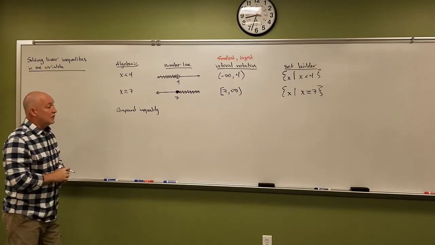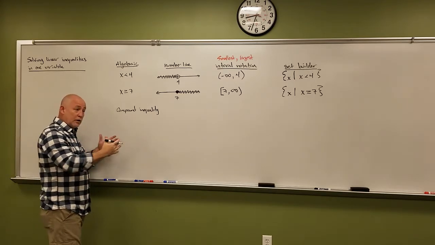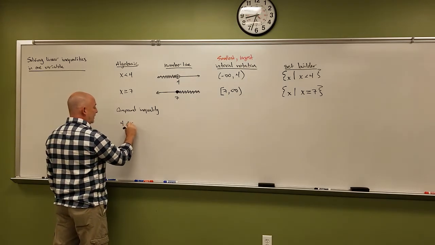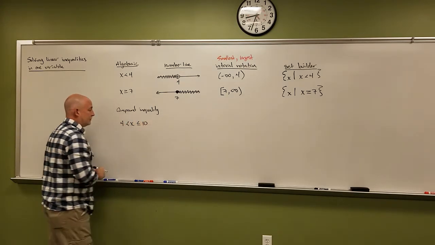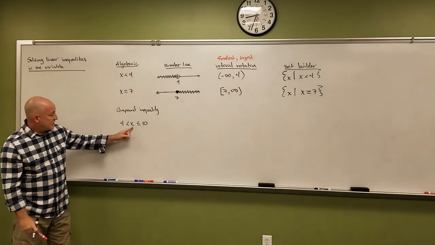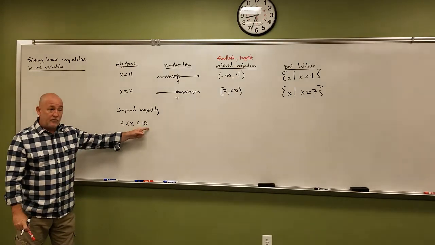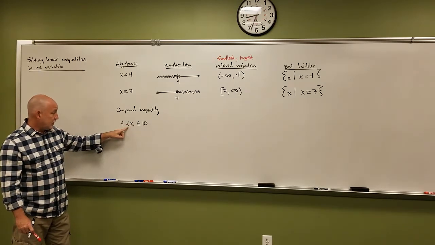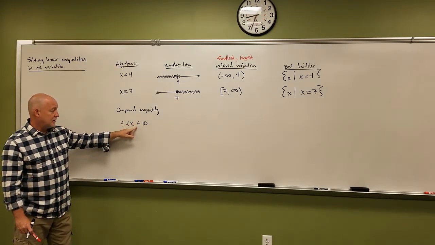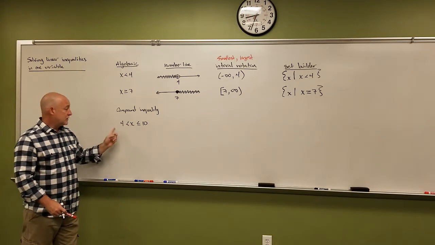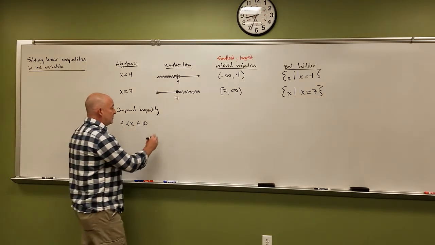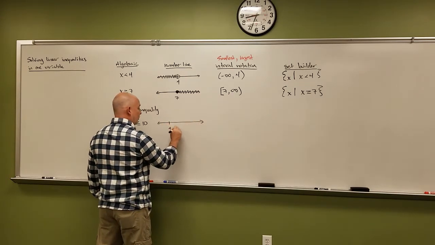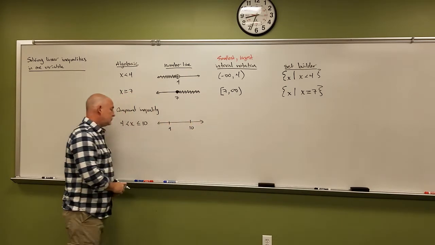A compound inequality is an inequality that has more than one inequality in it, or a sentence. So it'd be like 4 is less than x, which is less than or equal to 10. So you see in this case, the x is being compared to more than one value. In this case, x is greater than 4, but it also has to be less than or equal to 10. Now, since we're comparing x to 2 different values here, we're going to have 2 different values on our number line. We have a 4 and a 10.